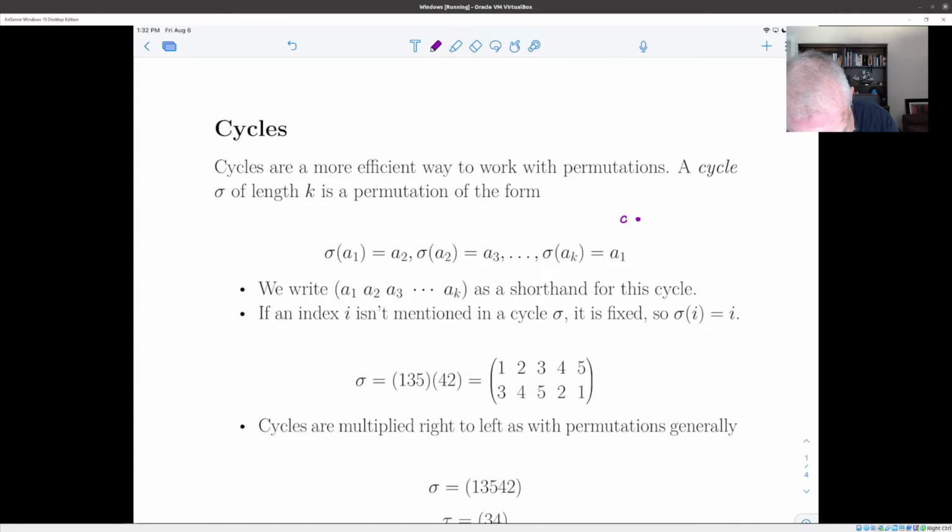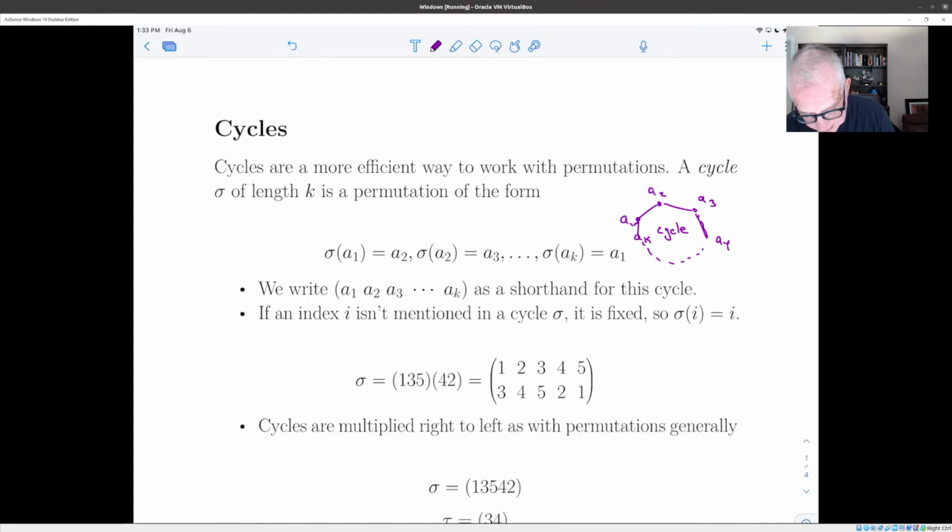You start at some point A1, then you go to A2, then you go to A3, then you go to A4, and then maybe you go on for a long time, and then you go to AK, and then finally you go back to A1. And this is an example of a particular kind of permutation, which is called a cycle. And we have a shorthand notation for it. We just write it in parentheses, A1, A2, A3, and so forth up to AK. That's a shorthand notation for a cycle.